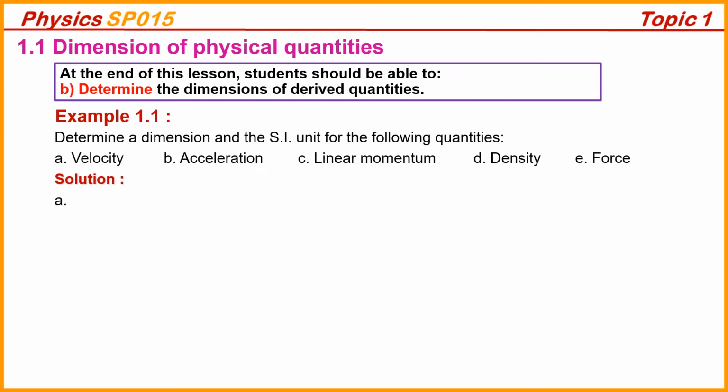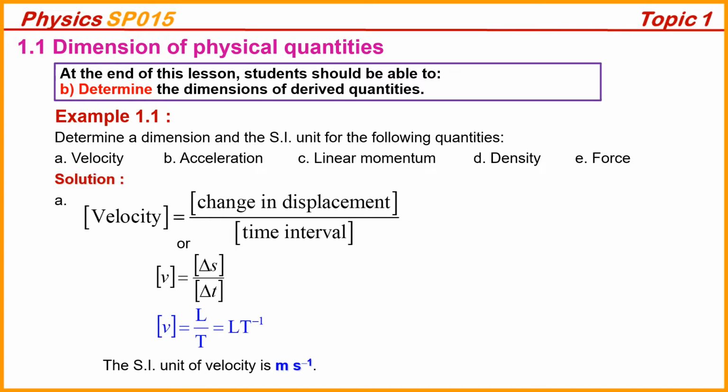To determine the dimension of the derived quantities, take a look at example 1.1. So I explain one question, which is to determine the dimension of the velocity. So first step is you write down the equation, the physics equation for the velocity, which is the velocity is equal to the change in displacement divided by the time interval.